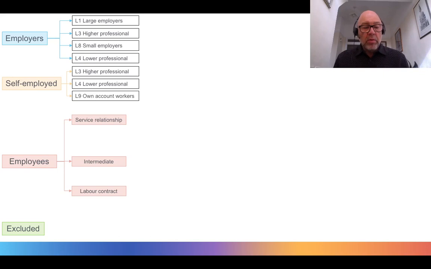There's a more restricted or attenuated form of the service relationship, and this is where we distinguish between higher professional occupations and lower professional occupations, or between higher managerial occupations and lower managerial occupations and higher technical occupations, in that we still think that there's a service relationship there, but it's in an attenuated form compared to the higher occupations.